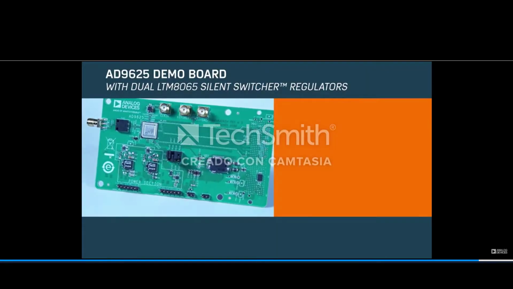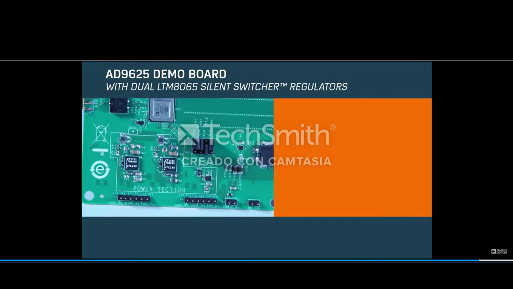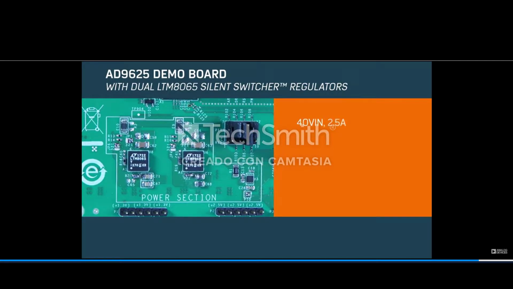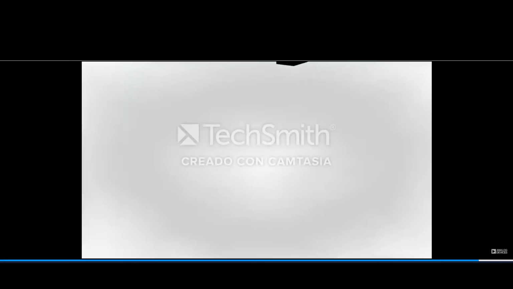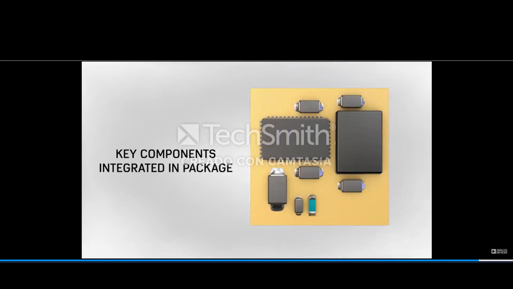An alternative and simple power solution consists of 2 LTM8065, a Power by Linear 40 volt input, 2.5 amp continuous step-down Silent Switcher micromodule regulator, and a single ADP7118, a 20 volt 200 milliamp low-noise CMOS LDO. Micromodules enable a compact PCB solution because key regulator components are already integrated in the package. Silent Switcher technology, on the other hand, virtually eliminates unpredictable and difficult to filter high-frequency noise, translating to a power source well suited to the ADC.